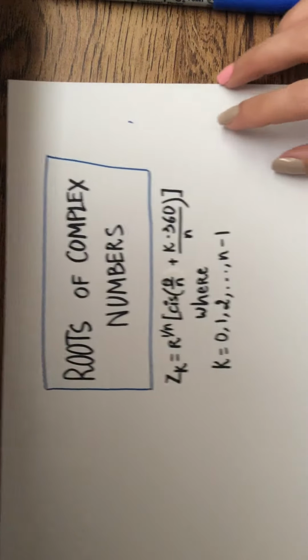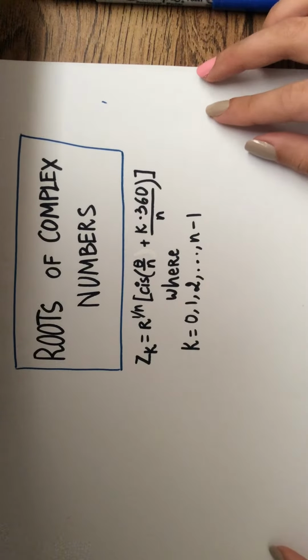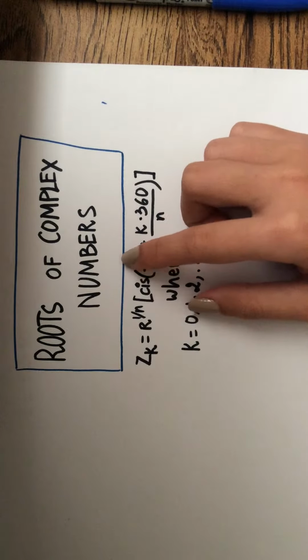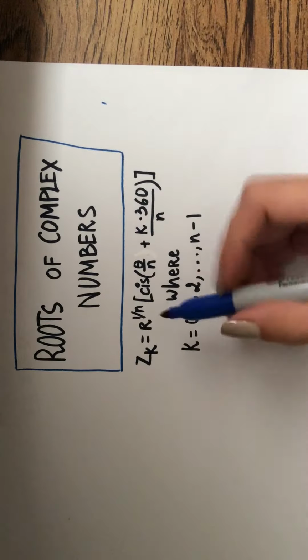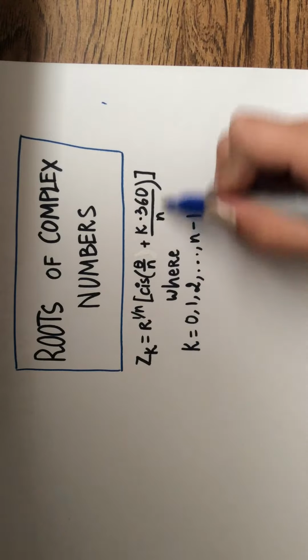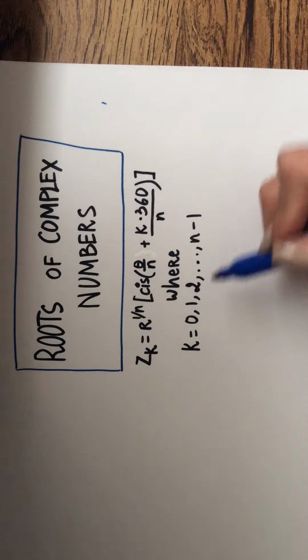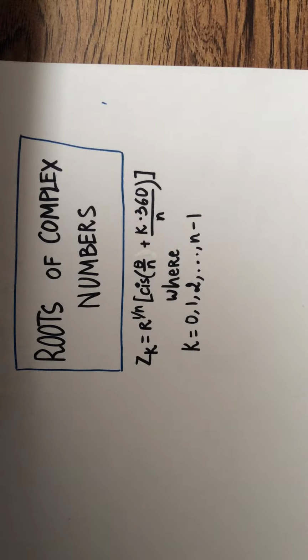The second one is to use De Moivre's theorem to find the roots of a complex number. This is your original formula right here, and this formula is used where k is equal to 0, 1, 2, and so on, up to n minus 1. So that's what your formula is going to be.